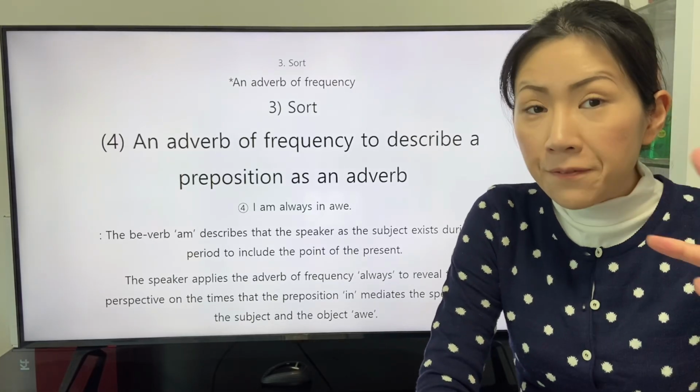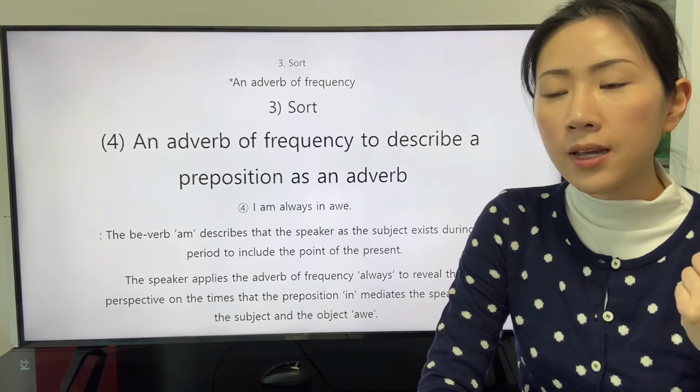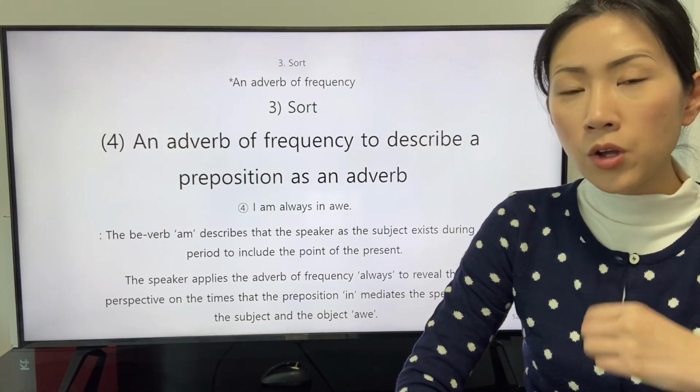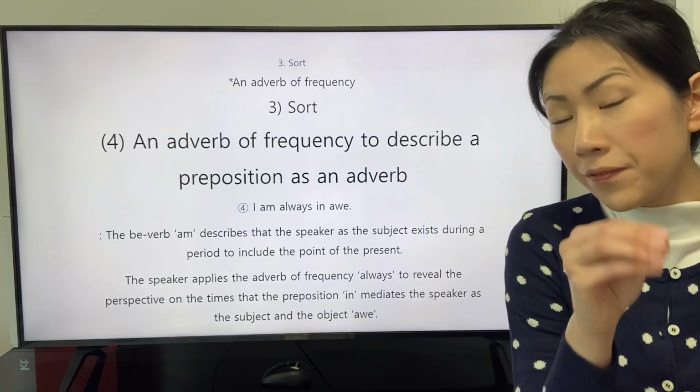The fifth sort of an adverb is a preposition. The third sort of the adverb is a to infinitive.